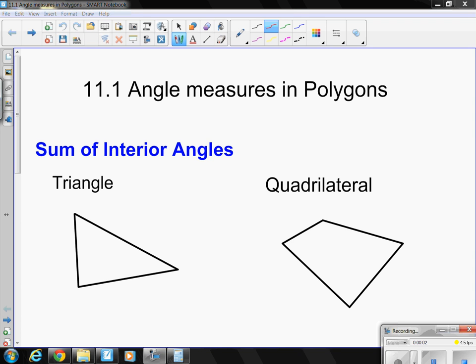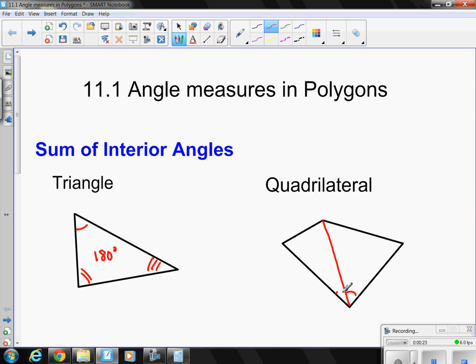11.1 Angle Measures and Polygons. We talked about the sum of the interior angles in a triangle. The sum of the interior angles in a triangle is 180 degrees. And we also talked about the sum of the interior angles in a quadrilateral by dividing it into two triangles.